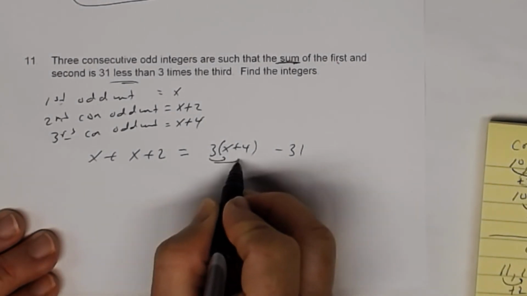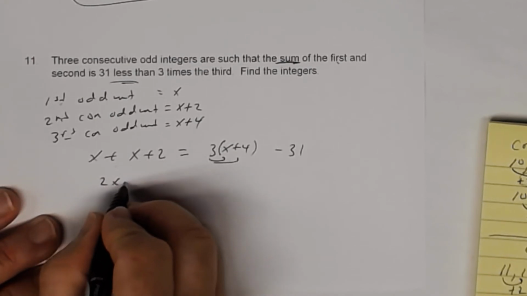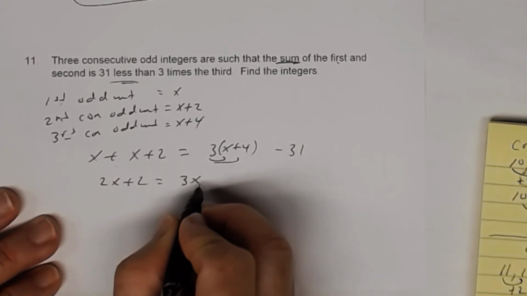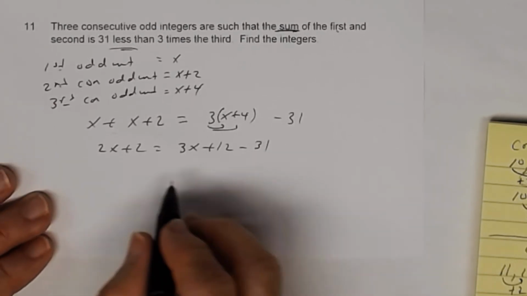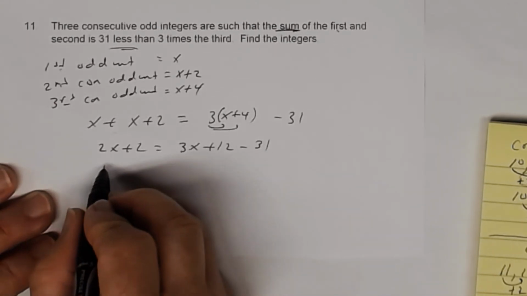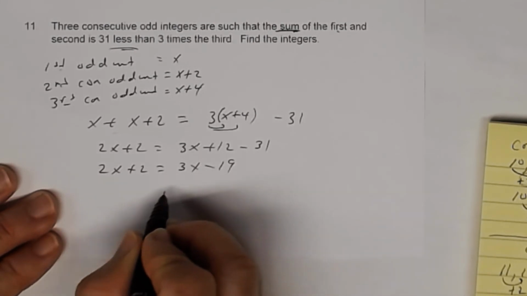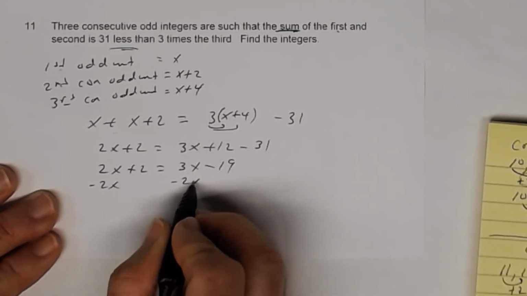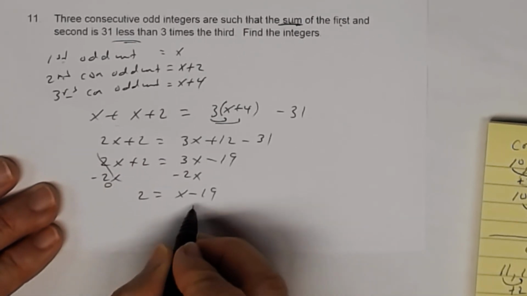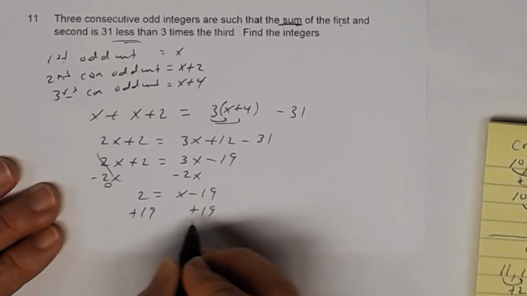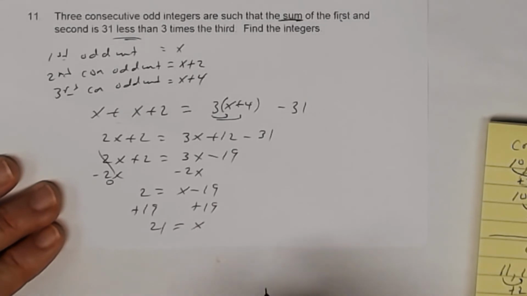We're going to go ahead and distribute, and let's combine like terms here. x plus x is 2x. I got 2x plus 2 equal 3x plus 12 minus 31. Combine like terms, 12 minus 31 is a negative 19. I got 2x plus 2 equals 3x minus 19. Subtract 2x from both sides, combine like terms, I get 2 equals x minus 19, add 19 to both sides, I get x to be, and then 19 plus 2 is 21.